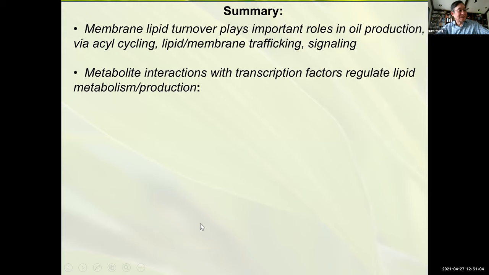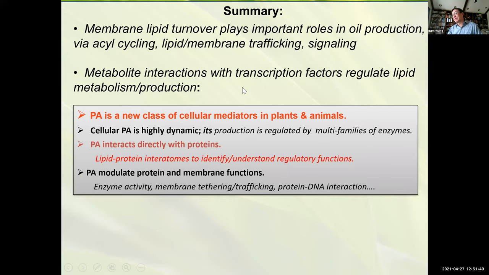So now, having gone through the three topics quickly, I want to give a very quick summary. Membrane lipid turnover is important in lipid production, and the production itself occurs through the acyl-CoA pathway, and could also involve regulation of membrane trafficking and signaling, as I indicated in the later part of the talk. And the signaling regulation is the metabolic interaction with transcription. This is the upcoming, important aspect to regulate gene expression and also the organismal response in plant growth and development.